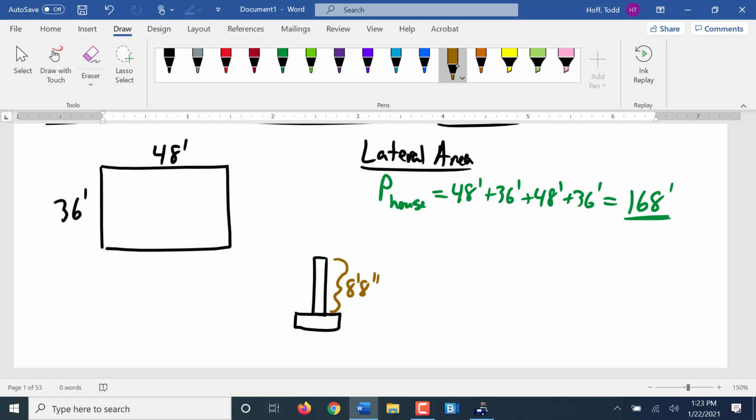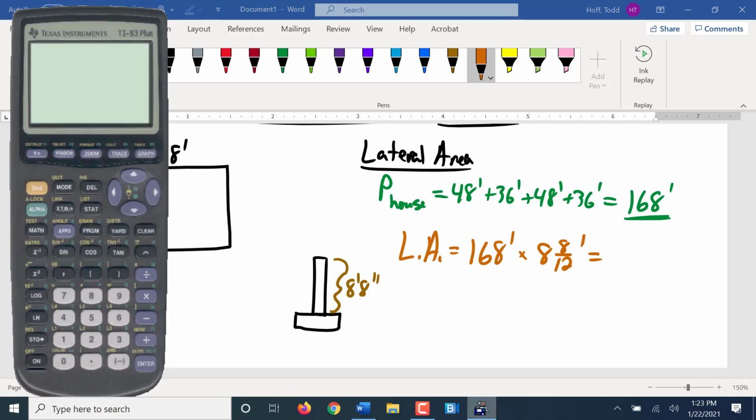So, to find our lateral area, we do perimeter of the base, in this case the perimeter of the house, times what? 8 foot 8. And we're going to write that as 8 and 8/12 of a foot. We have to express it all in feet. So that gives us 168 times 8 and 8/12. What'd you get?